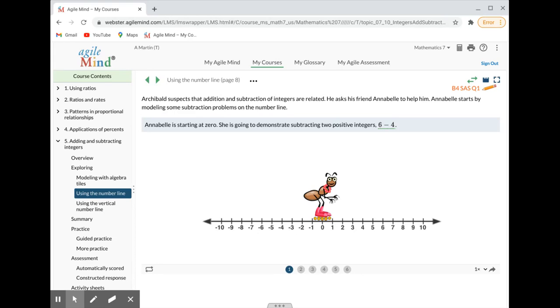So if you would, Vincent, I want you to read about Archibald and his new girl, Annabelle. Archibald suspects that addition and subtraction of integers are related. He asks his friend Annabelle to help him. Annabelle starts by modeling some subtraction problems on the number line.